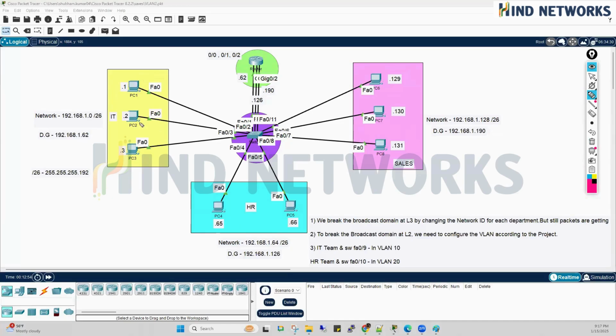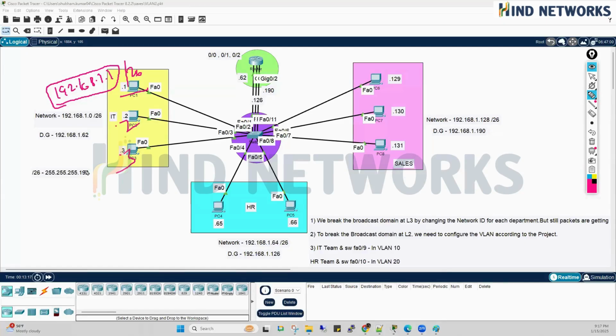So, come here on this device. On this device, I configure the IP address 192.168.1.1/26. Here I configure this IP address. Here I configure .2 and here I configure .3.